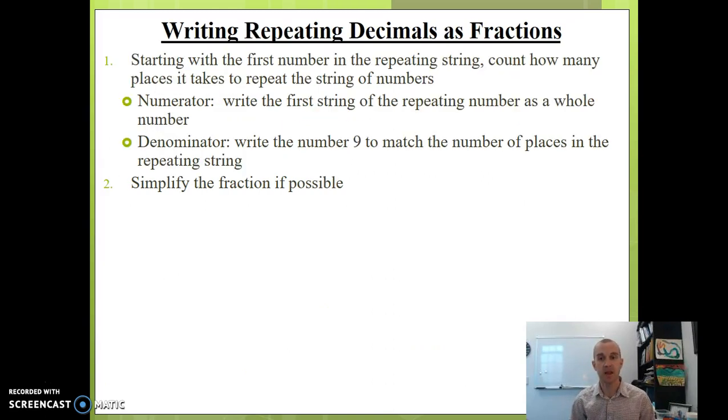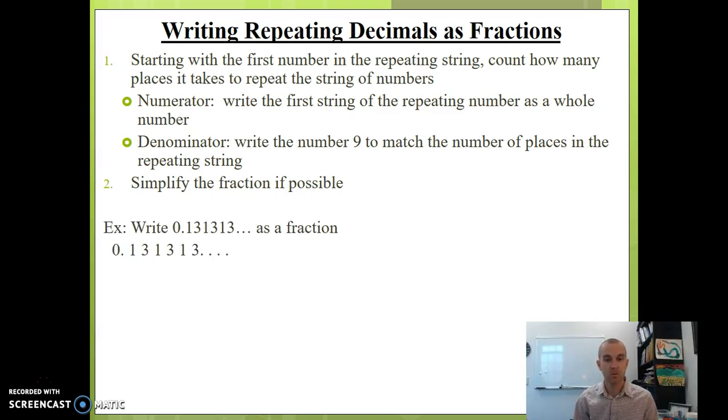Now say instead we have a repeating decimal to write as a fraction. What we first want to do is start with the first number in the repeating string and count how many places it takes to repeat that string of numbers. Our numerator will be the string, and our denominator is going to match the number of places in the repeating string. And we do simplify whenever we can. So let's look at a few examples to help explain what this means.